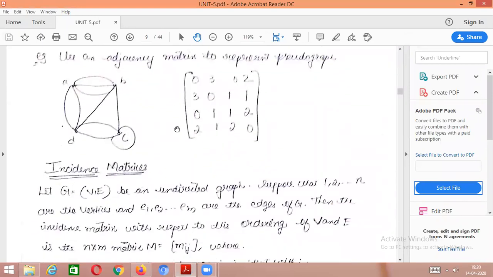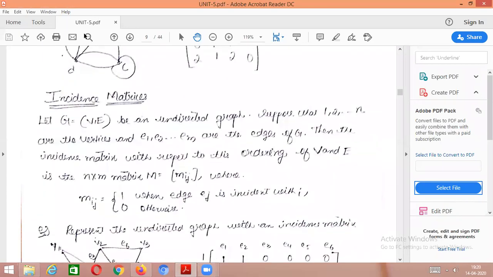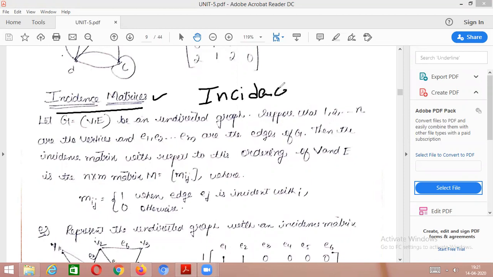Next, the incidence matrix. What is the incidence matrix? Simply, the incidence matrix is a matrix with respect to vertices and edges. The adjacency matrix is a matrix of vertices to vertices. The incidence matrix is a matrix of vertices with respect to edges, vertices to edges. So that we'll discuss.